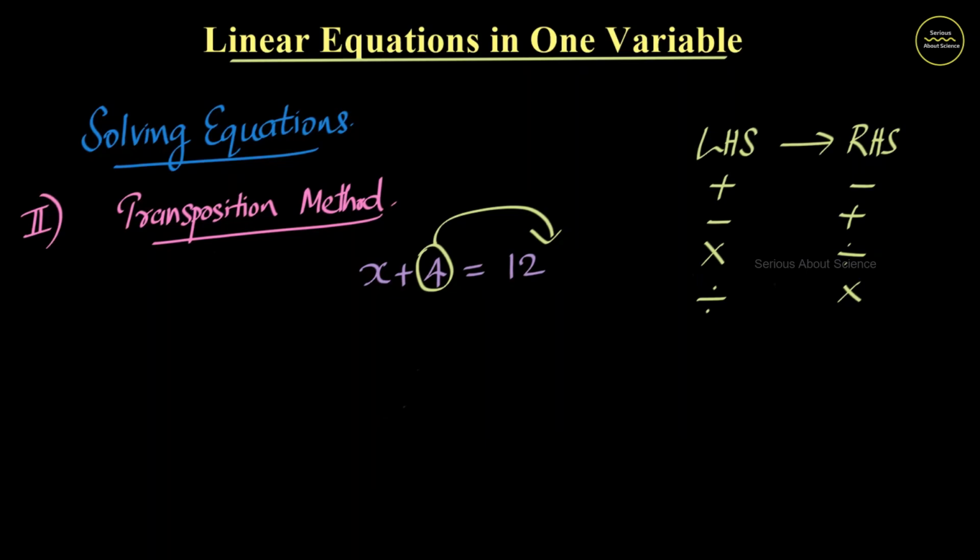So here we can move this 4 from the LHS to the RHS. Then it would be x is equal to 12. When this plus 4 reaches RHS, it becomes minus 4. Or I can write x is equal to 12 minus 4, it is 8. So the transposition method is comparatively easier to the first method. We only require fewer steps.